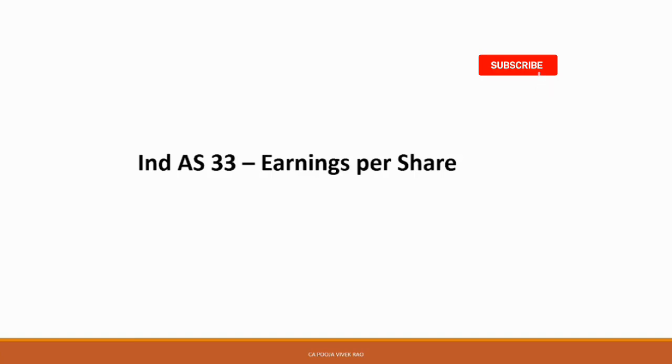So next we have Ind AS 33 earnings per share. So focus areas are basic EPS, diluted EPS, bonus shares, right issue, potential equity shares, dilutive versus anti-dilutive instruments. So mainly the examiner will test whether dilution exists or not and correct weighing of shares.